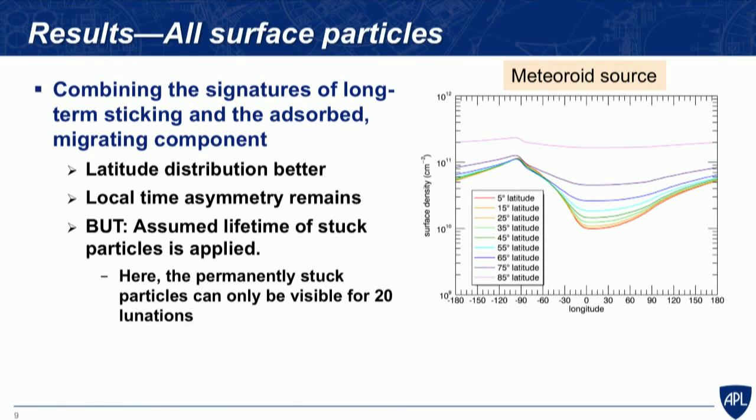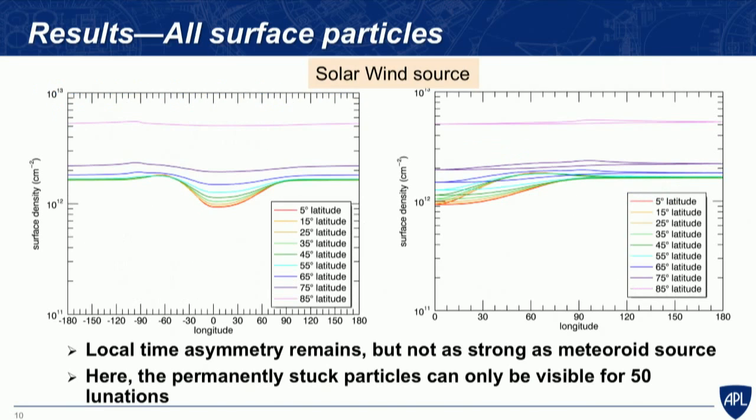Because the model just assumes that when particles hit some site they are permanently stuck, they don't go away. But obviously that's not really happening on the moon, or otherwise we'd get a continual buildup of hydration, and that is not occurring. So when I combine those particles that are permanently stuck, if they have a lifetime of about 20 lunations and an offset as a function of latitude, you get a nice combination of the two. So that was the meteoroid source.